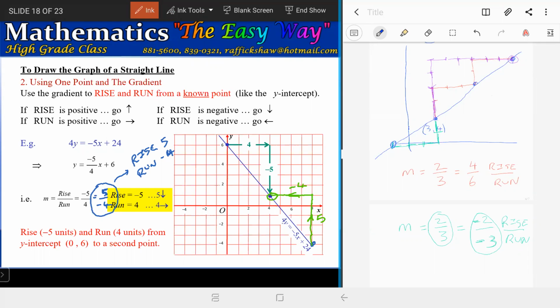The same thing again. I can rise 5, naturally, rise 5 when I get back up here, and run -4 when I take me back to that point. So even if you go in the opposite direction with the gradient, you're still ending up at points on the same line. Doesn't matter. Very good.